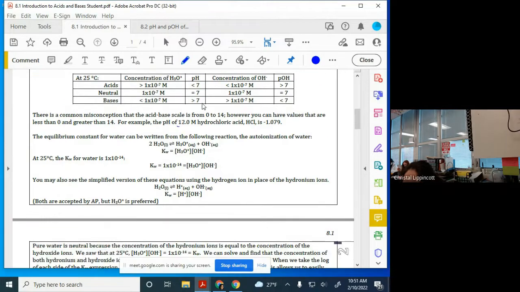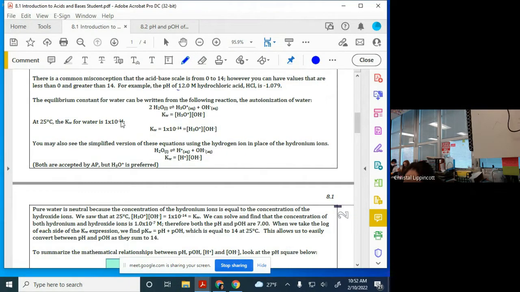So if we are at 25 degrees Celsius, if our H plus concentration is greater than 1 times 10 to the negative 7th, then our pH is going to be less than 7. Our pOH will be greater than 7, and our hydroxide concentration is going to be less than 1 times 10 to the negative 7. If all these things are equal, then we're at neutral, and that is where pure water is at 25 degrees Celsius. Bases then are just the opposite.